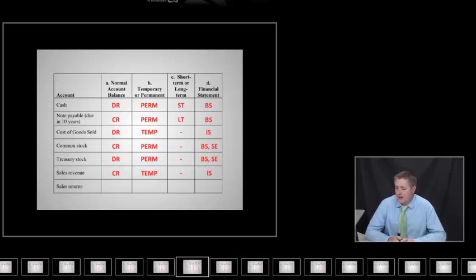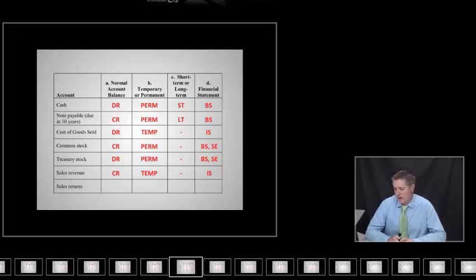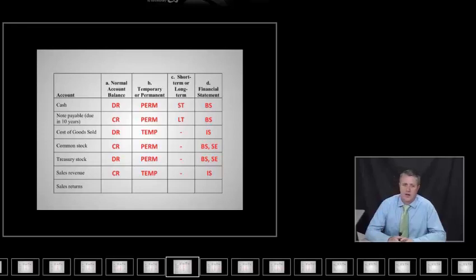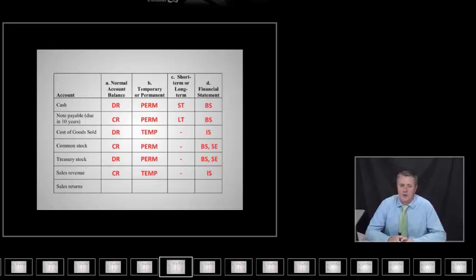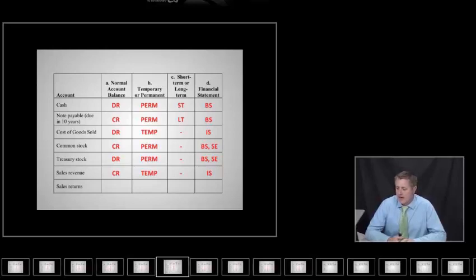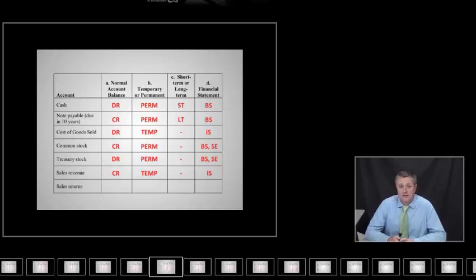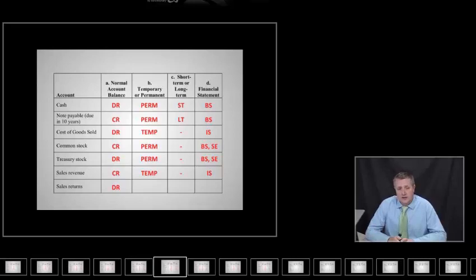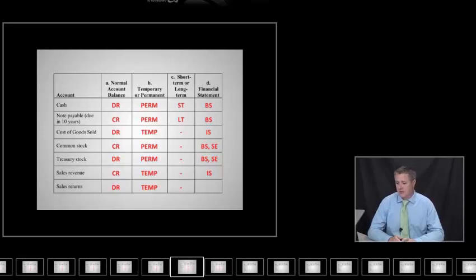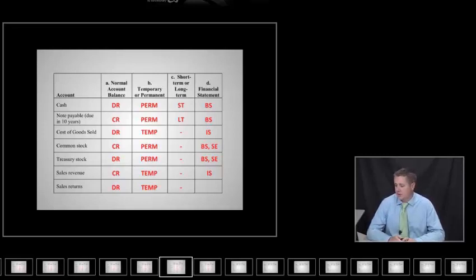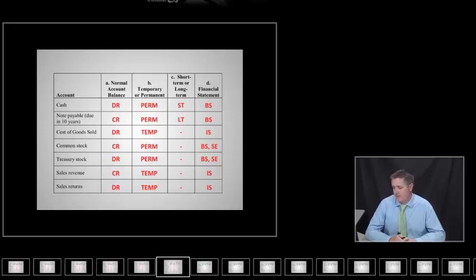All right, our next account is sales returns. Sales returns is essentially a contra revenue account. Okay, a contra revenue account is one that offsets a regular revenue account. And so sales returns will have a normal balance that is opposite that of a typical revenue account. So in this case, our normal account balance is a debit. It's also considered to be a temporary account. There is no distinction between short and long term with regard to sales returns. And then finally, it's something that would get reported on the income statement.